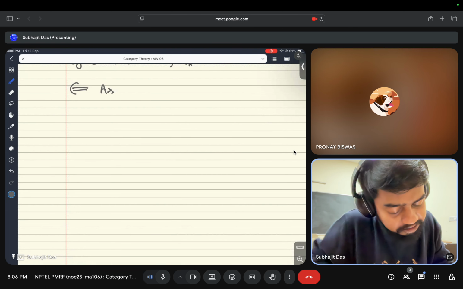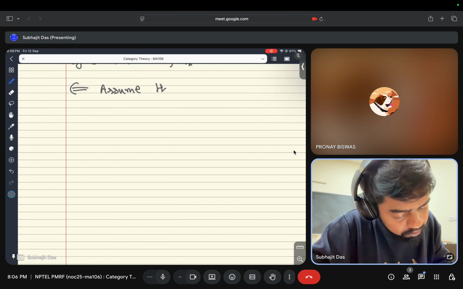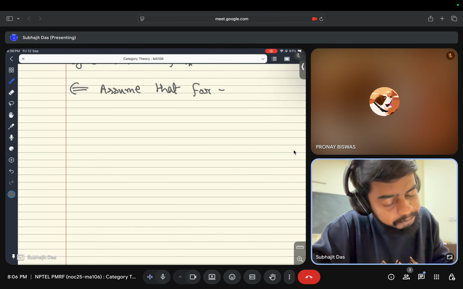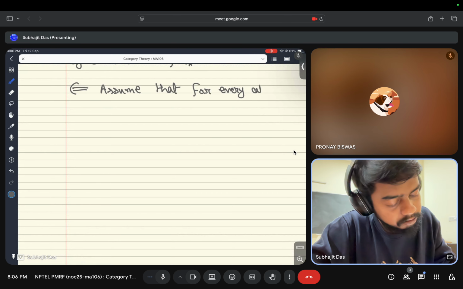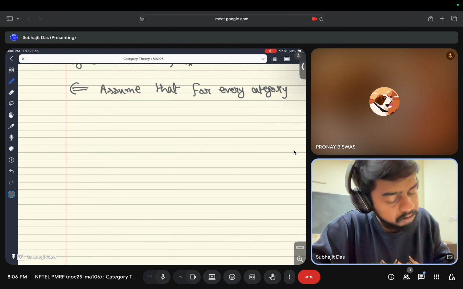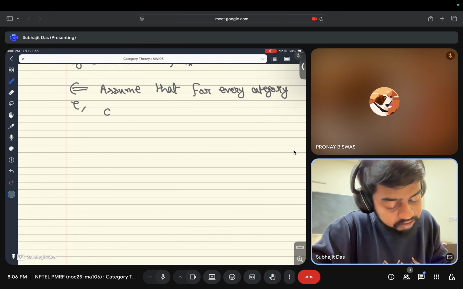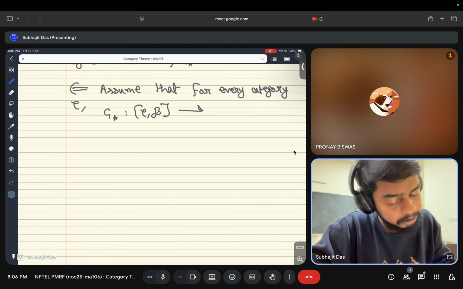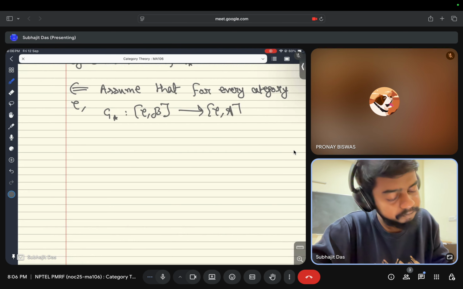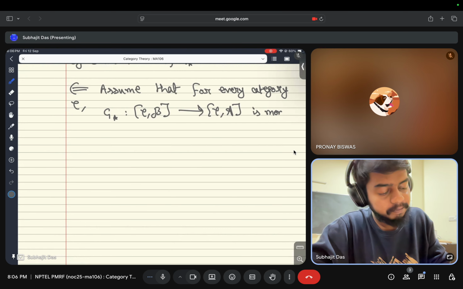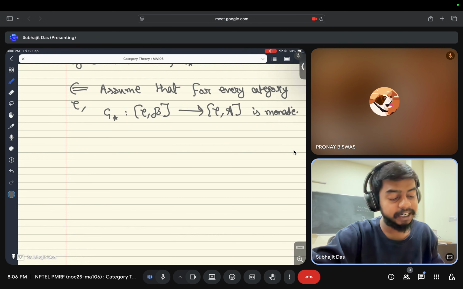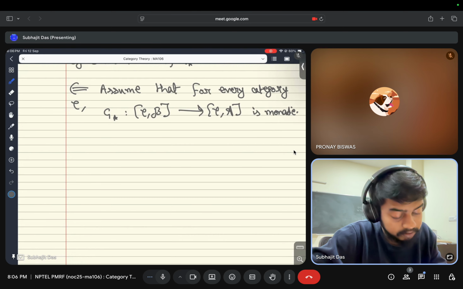So assume that for every category C, our functor G lower star from C comma B to C comma A is monadic. What we want is that G is monadic. Now let's go with our intuition.